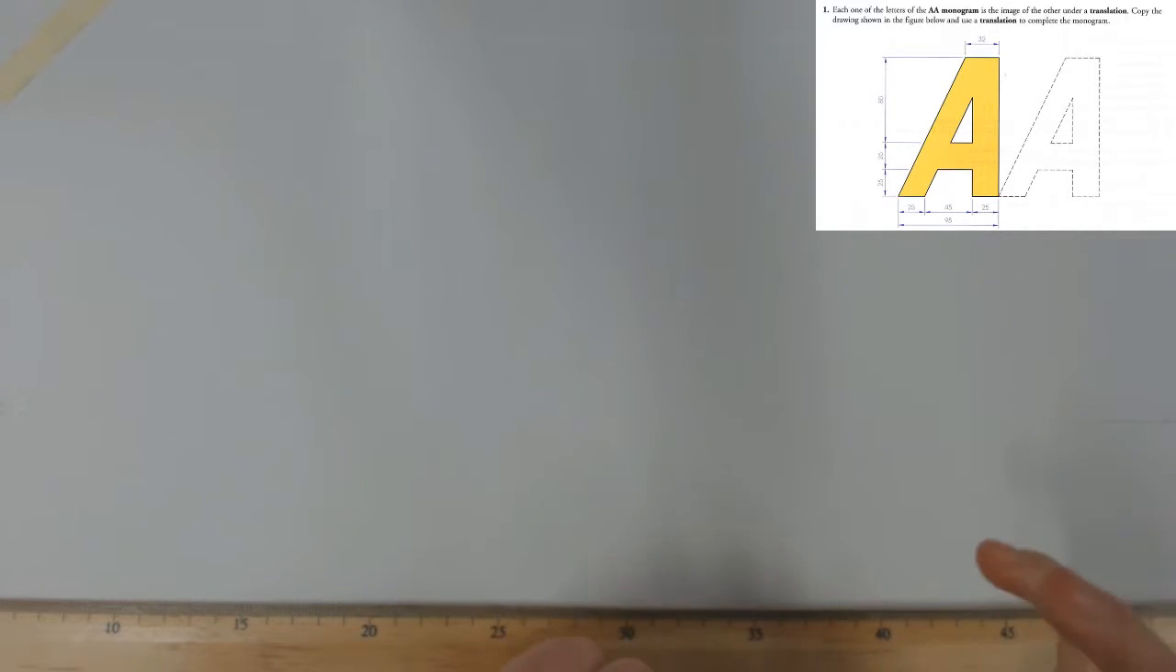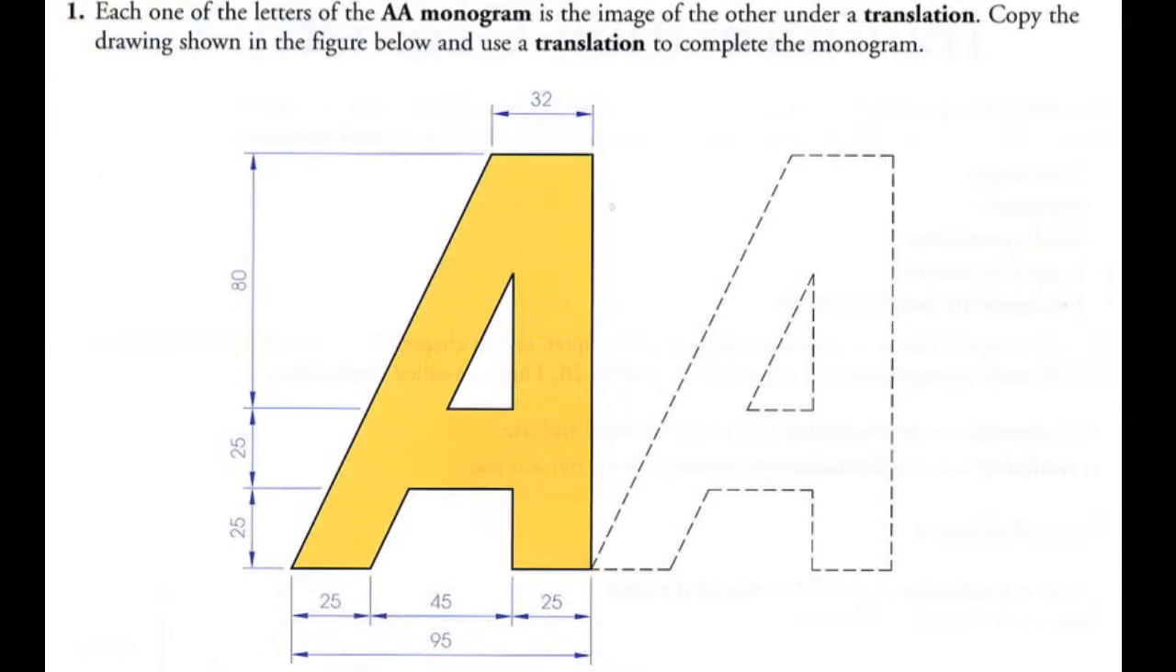Okay, so today we're going to complete a really simple question. What I want you to do is show up the question here. The first thing we're going to do is complete the A on the left hand side, which is a simple look at the symbol and draw it out. From there, we're going to translate the A on the left hand side, which is yellow, over to the right hand corner of the shape via translation. That is going to complete the AA symbol.